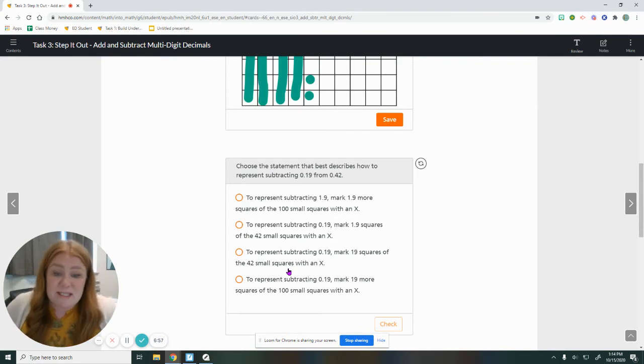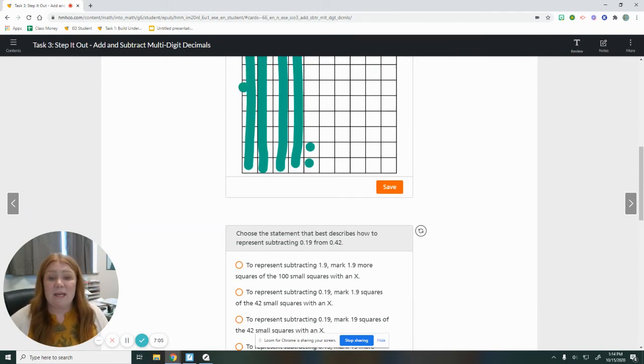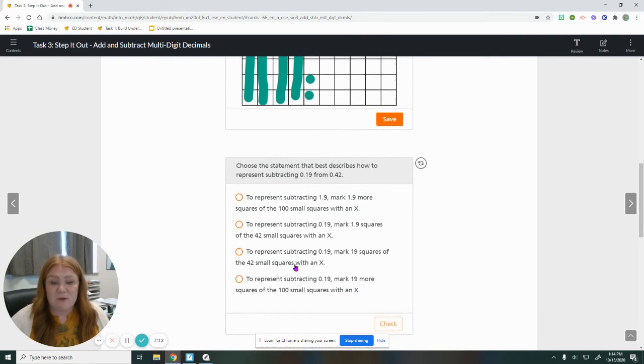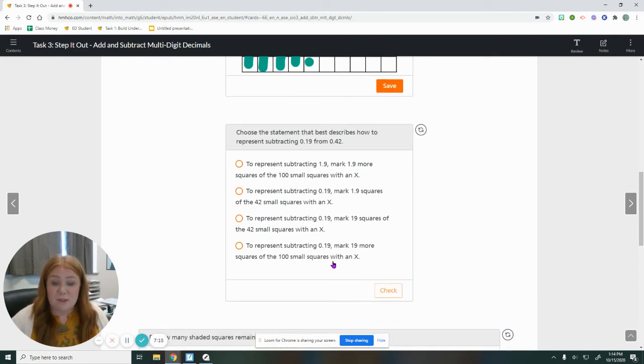So now we're going to choose the statement that best describes how to subtract 19 hundredths from 42 hundredths. So what we have is 42, and we're taking away 19 of these hundredths. So read through these and see which one will best represent what we need to do. We need to take them away. I can see it says we're going to mark the ones we're taking away with an X. So see which one matches up.